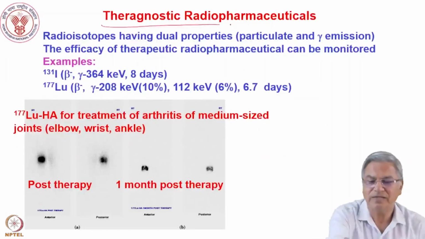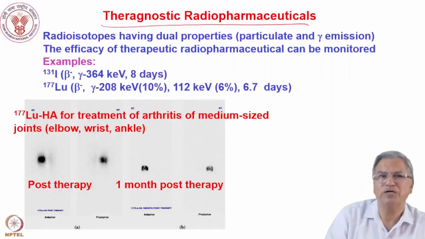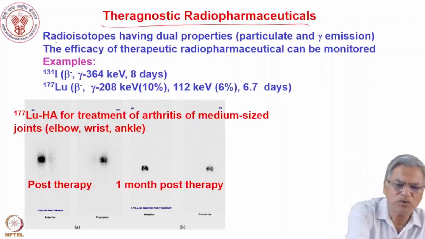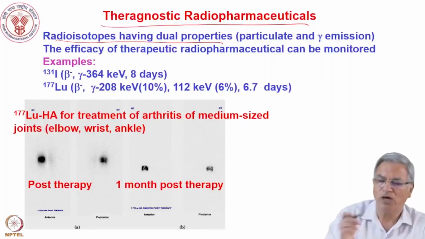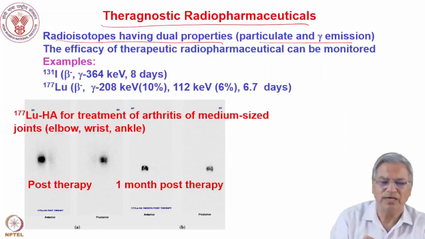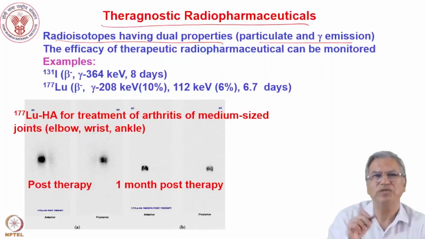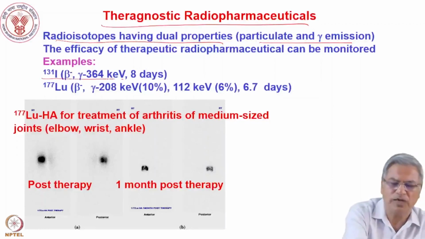And lastly, there are theranostics, meaning therapy and diagnosis. So they have the dual purpose of not only doing therapy but also diagnosis. This is a new concept coming up in the last few years, radioisotopes having dual properties. So they emit particulate radiation like beta or alpha, and also they emit gamma radiation, and therefore they can be used for both diagnosis and therapy. For example, when a patient is undergoing iodine therapy, you can monitor the therapy, what is happening to the patient as a function of time, using gamma ray emission. So iodine 131 is one of the isotopes. It has a beta minus and a gamma ray.